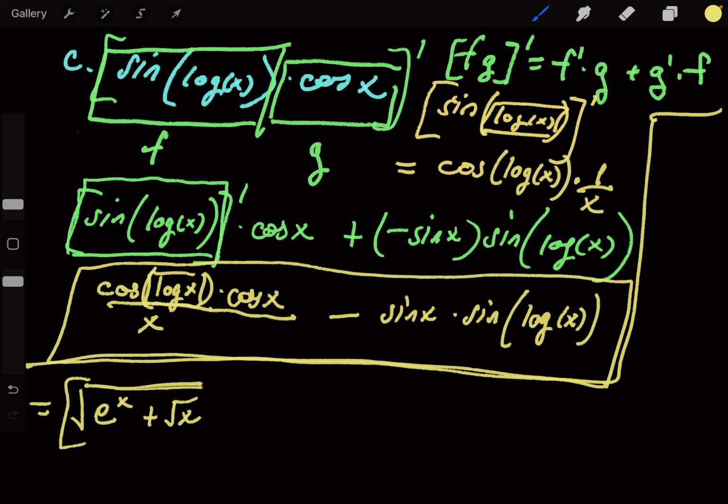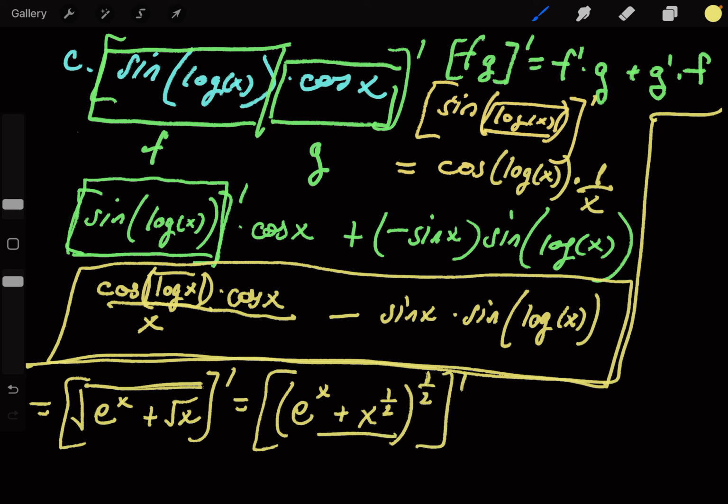And again, you want to find the derivative. I would rewrite everything as powers. So I would say that this is equal to e to the x plus x to the 1/2, all to the 1/2. And then I would find the derivative of this. How do I find the derivative of this? This is u, and I've got to use the chain rule. That whole thing that I just boxed is u.